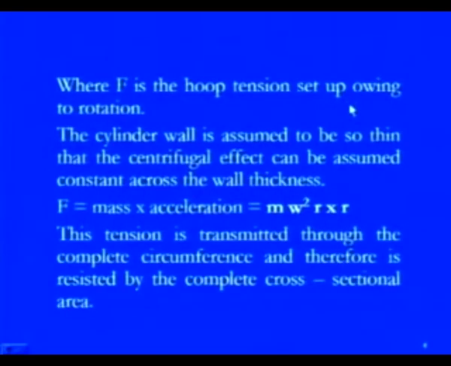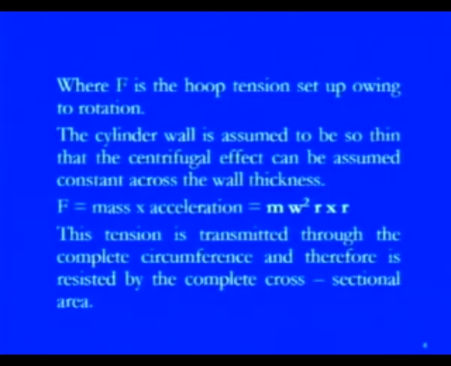Considering F in the diametrical portion, which is along the perpendicular direction, or the y direction, we have the hoop tension, or we can say hoop compression, along with that. So F is the hoop tension set up according to the rotation, and the cylinder wall is assumed to be so thin that the centrifugal effect can be assumed constant all across the wall thickness.